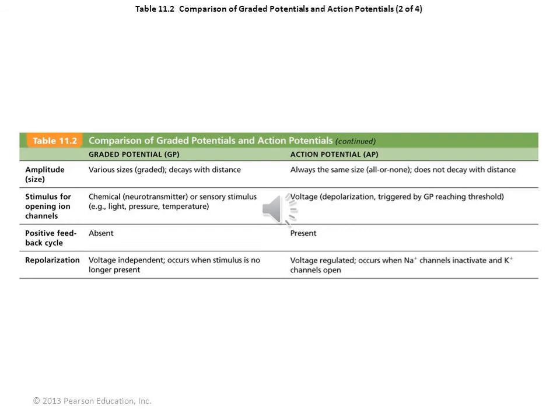To open the ion channels with a graded potential, that's neurotransmitter, could be sensory stimulus, light, pressure, temperature, but we're talking about a neurotransmitter, whereas the action potential is done by voltage or depolarization, which is triggered by that graded potential reaching threshold. The positive feedback cycle is used in action potential, and your action potential is voltage regulated, so you get that occurring when your sodium channels inactivate and the potassium channels open, whereas in a graded potential, your repolarization occurs when that stimulus is no longer present.